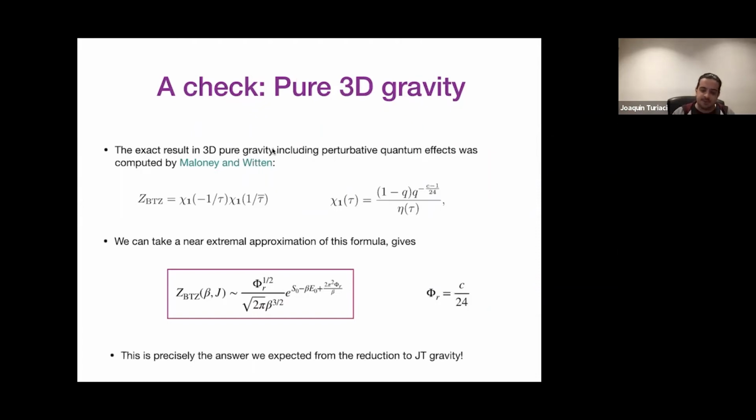So you can take the near extremal limit, go from fixed angular velocity to fixed angular momentum, and take a large J, small T limit. And you will get exactly this, which matches with the JT, with the previous expectation. We get this e to the S naught minus beta E naught, the classical Schwarzian, and this one loop correction from gravitons in AdS3 also matches with the one loop from the temperature dependence of the Schwarzian mode.